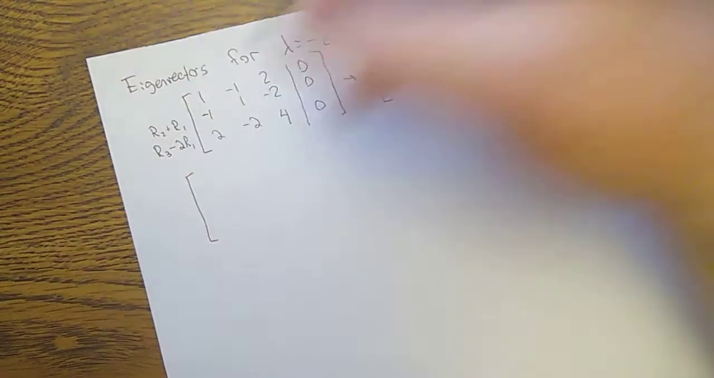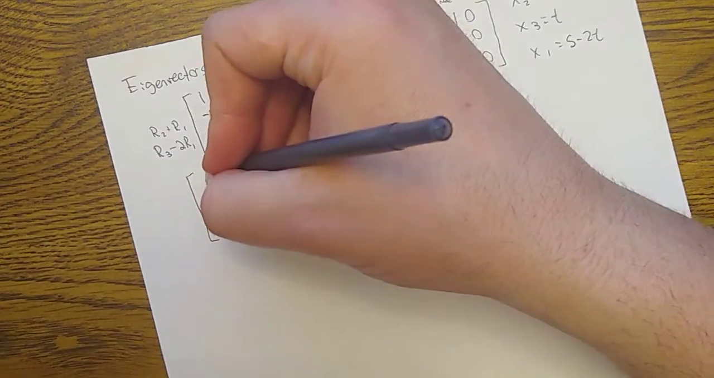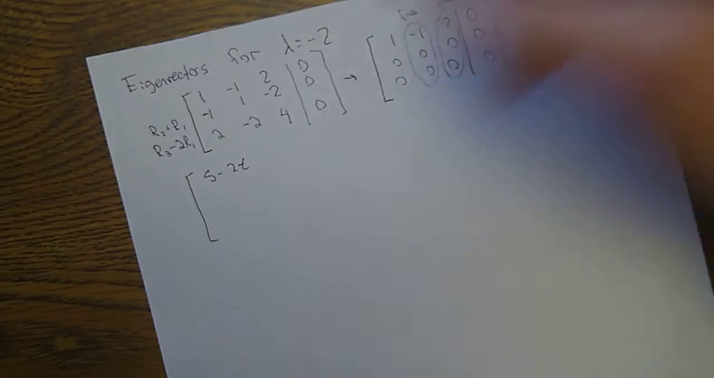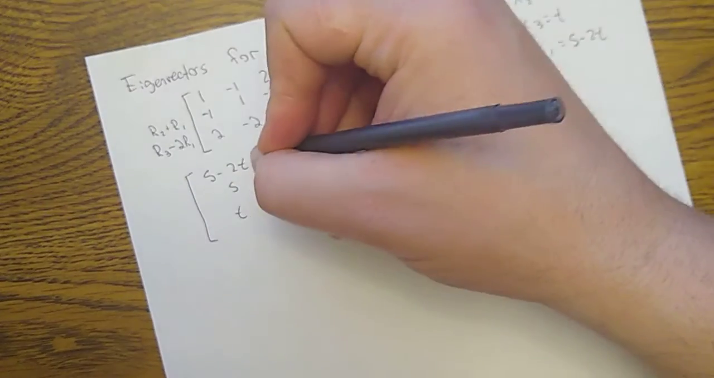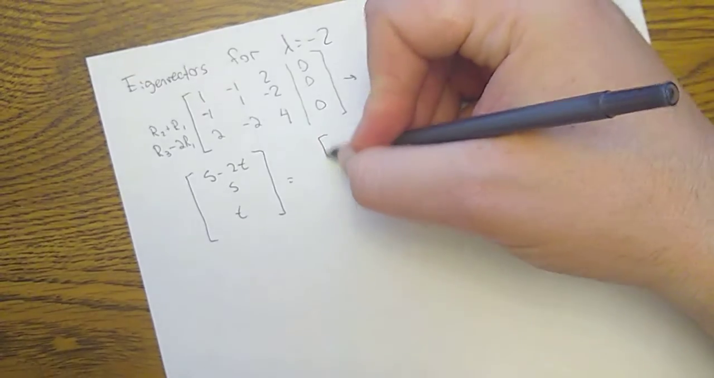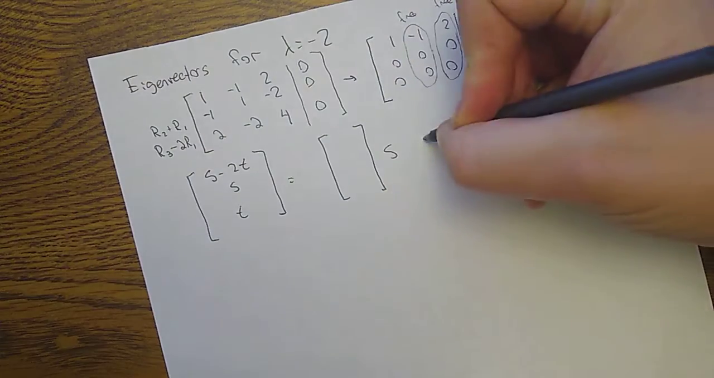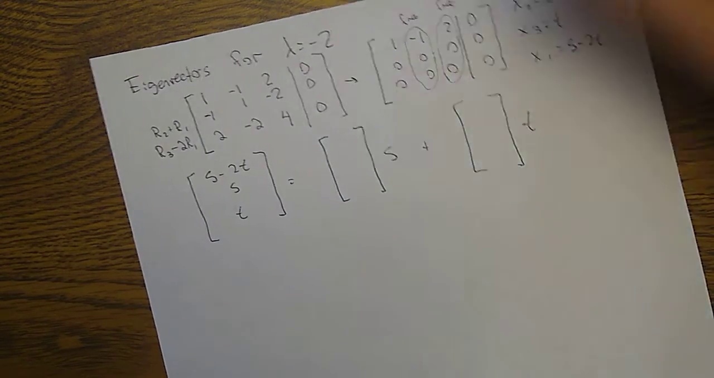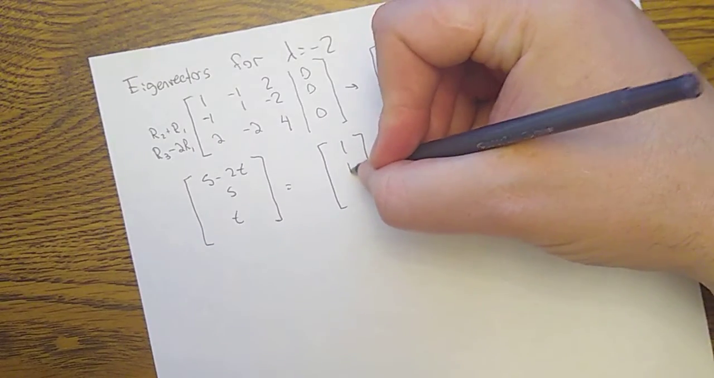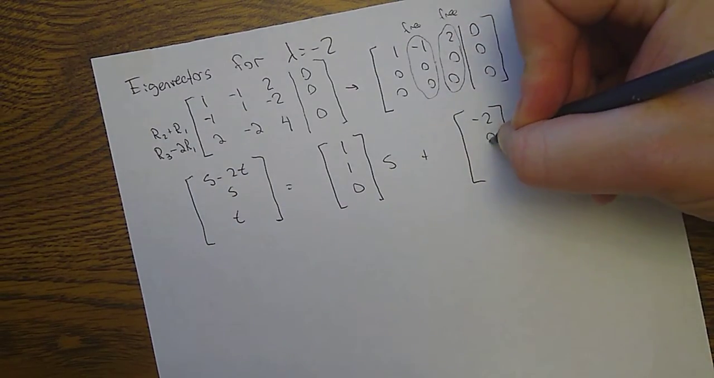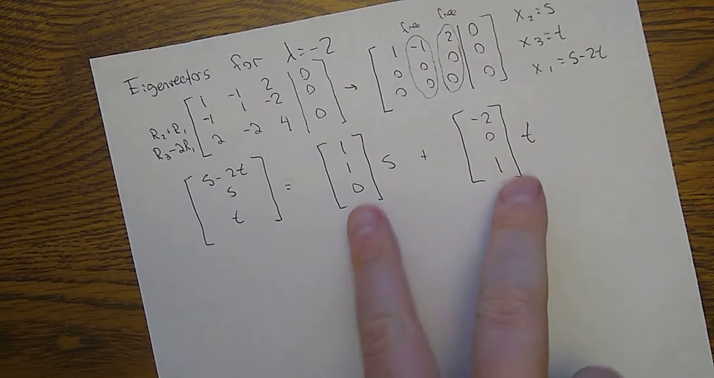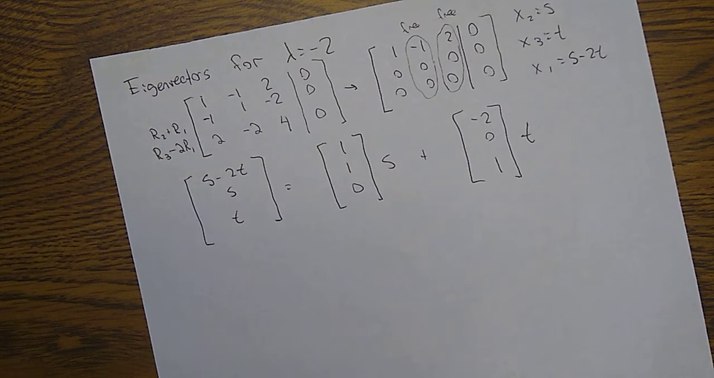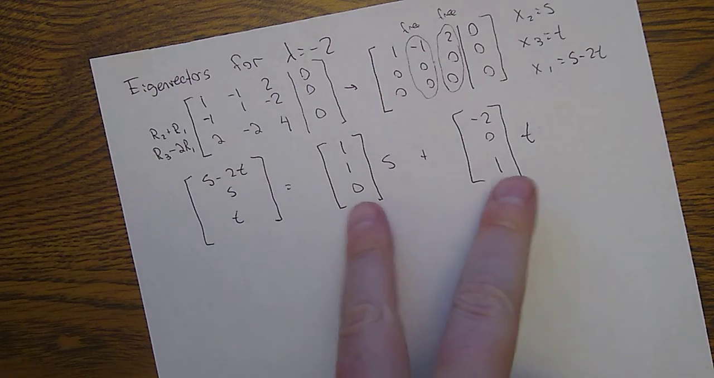I put these in a vector. I can do my s part and my t part. And these two are a basis for my eigenspace. Of course, the question here wasn't to find a basis of the eigenspace, but that's what these would be.